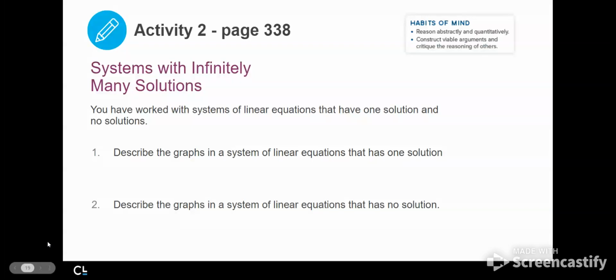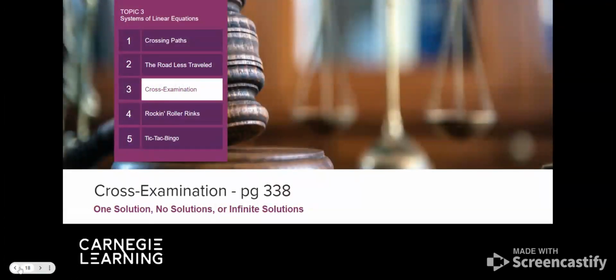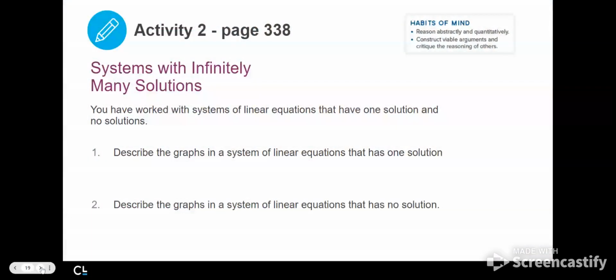So today we are on page 338. Remember, we are still in the section where we're talking about cross-examination, where you have one solution, no solutions, or infinite solutions. So as I am working with this, I need to describe the graphs in a system of linear equations that has one solution.